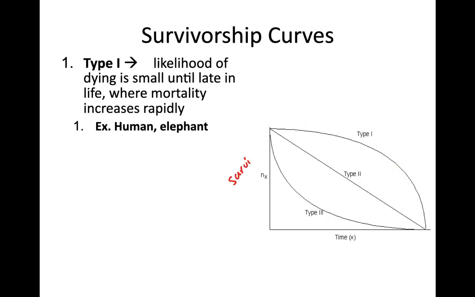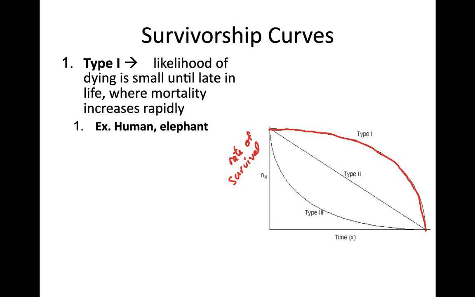Let's learn how to spell here. Let's say rate of survival. So the y-axis is the rate of survival, the x-axis is time. So for type 1, you have a high rate of surviving when you're young, but as you get older, you're going to die, right? But we live for a long period of time. Examples of this: human, elephant, whale would be another one. Turtles, turtles are type 3.